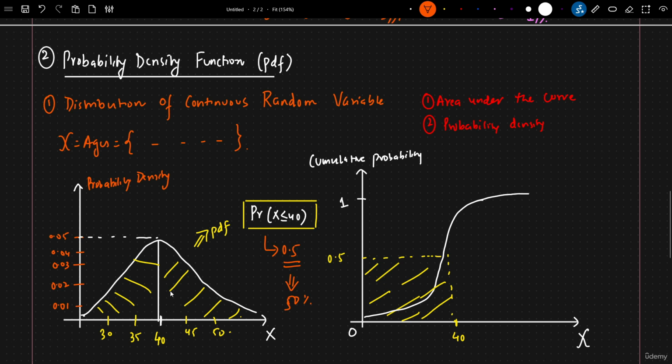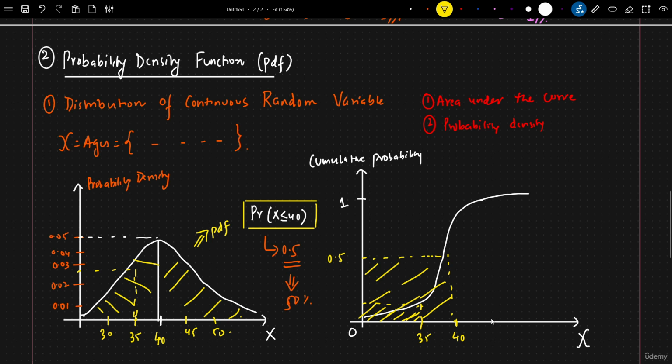Similarly, if I ask what is the probability of x being less than or equal to 35, I'm basically going to consider the area under this curve, this particular part. If I plot 35, it comes over here, so I'm talking about this area. When I talk about 40, I'm talking about this area, which is 50% of the distribution.